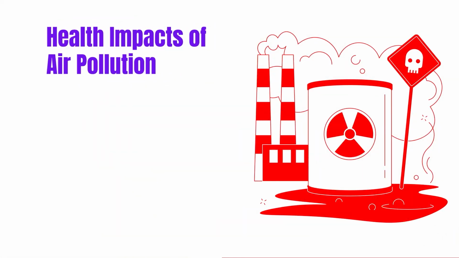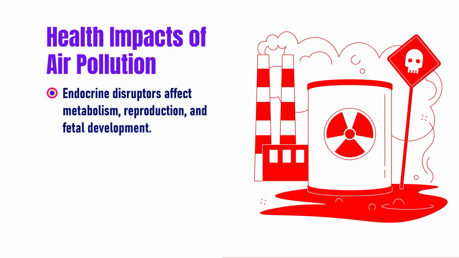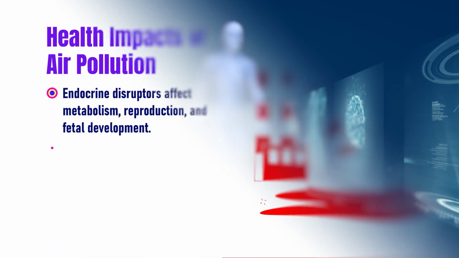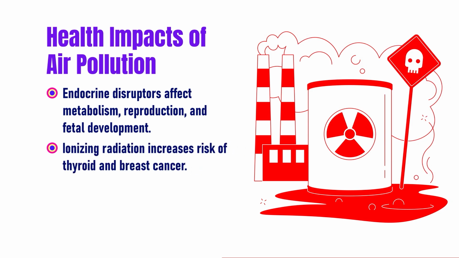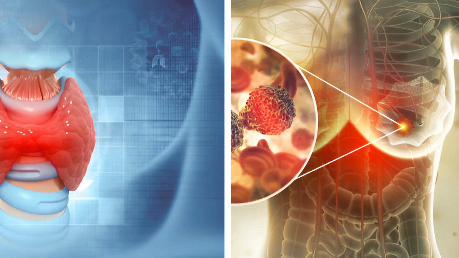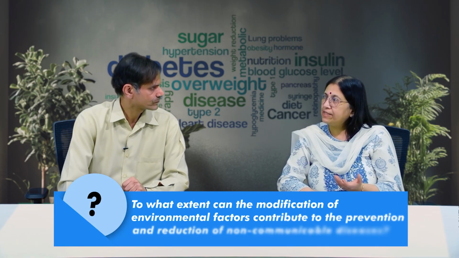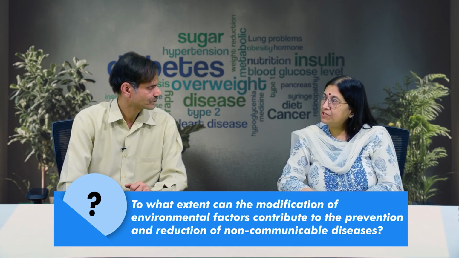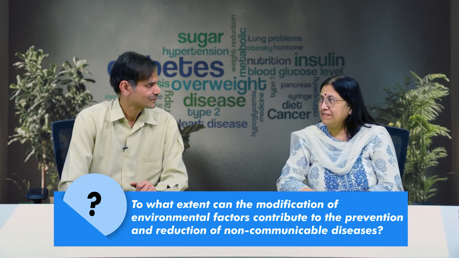On top of that, if there are harmful chemicals and radiations, they may also seep into our air, food and water, and they may cause endocrine disruption, which may affect our metabolism, reproduction, and fetal development. Presence of ionizing radiations in our day-to-day life can result in risk of thyroid and breast cancer. So the environmental factors are modifiable. We understood that from our previous lessons also, and we can control them. And in turn, we can reduce the incidence of non-communicable diseases to some extent.